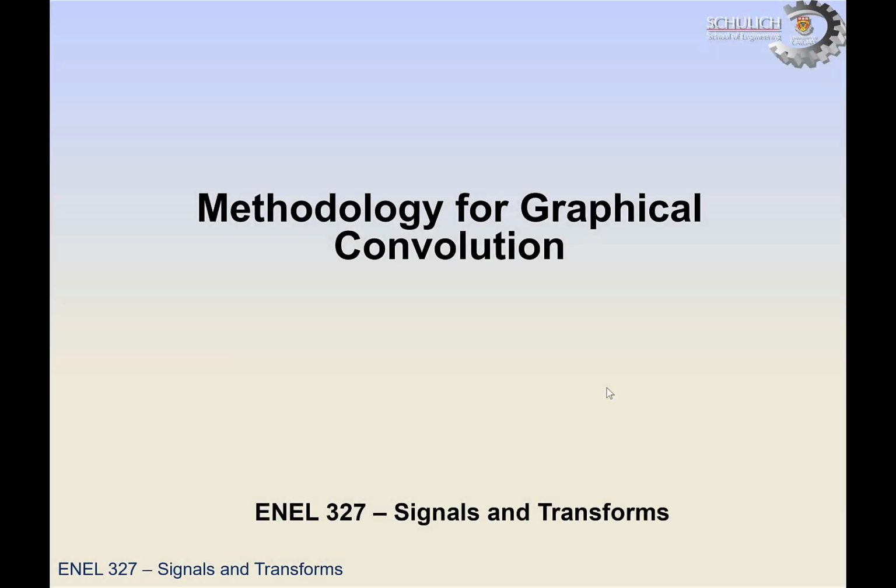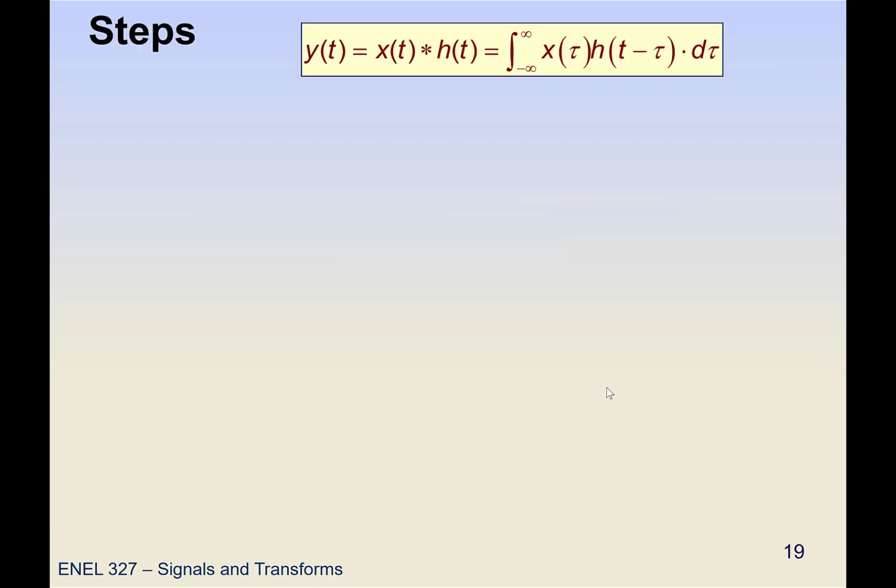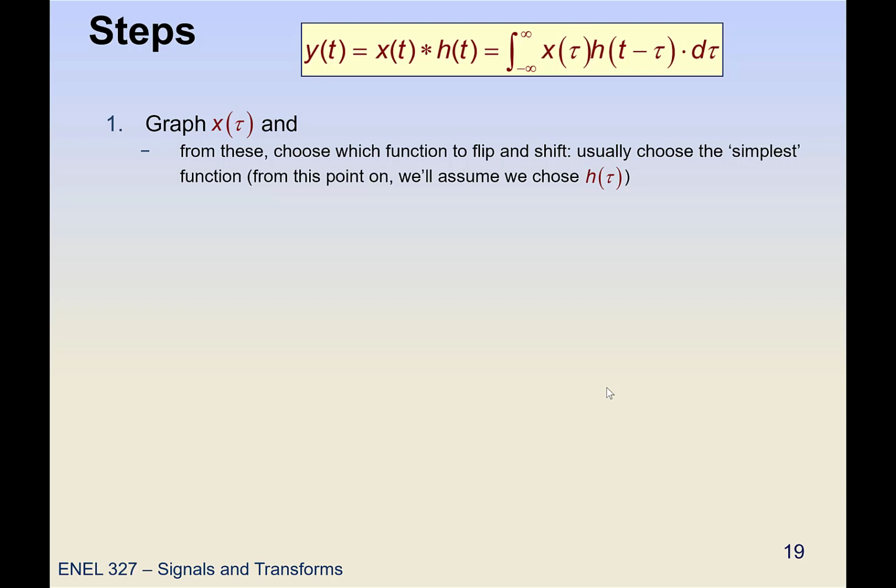So this leads into the methodology for graphical convolution. And there are a number of steps involved in calculating it by hand. The first thing I recommend is get some good graph paper, because you're going to want to graph things one on top of the other, or directly underneath each other, and you do not want to lose track of their overlap vertically.